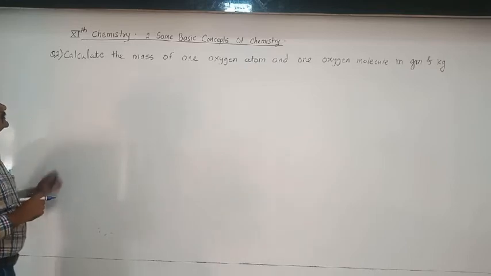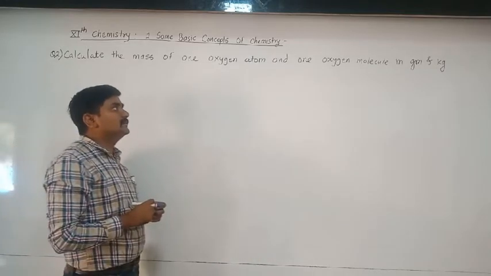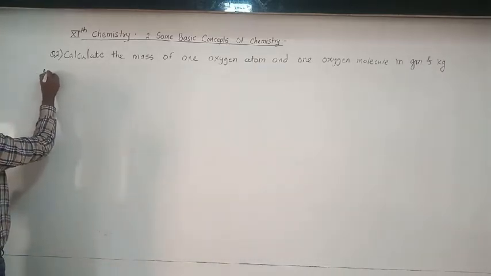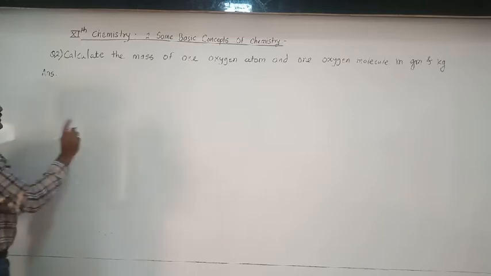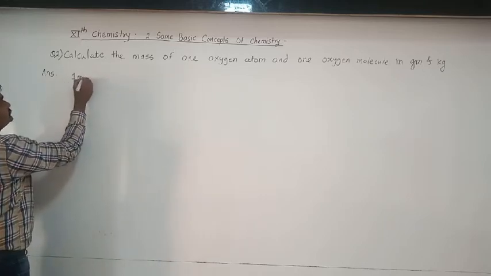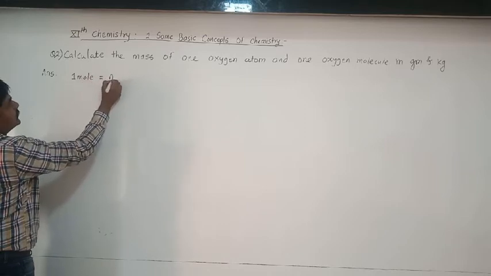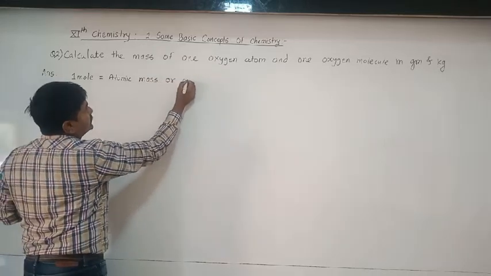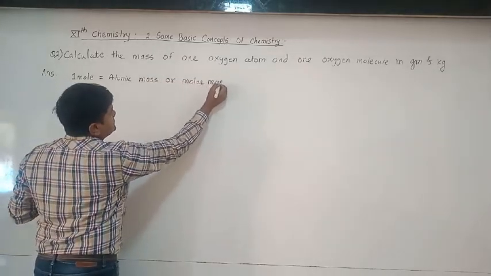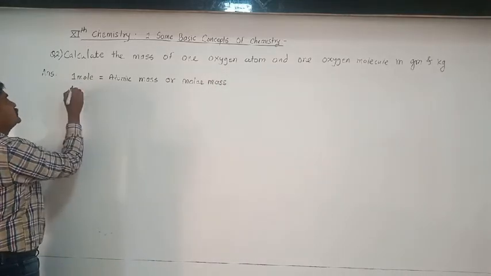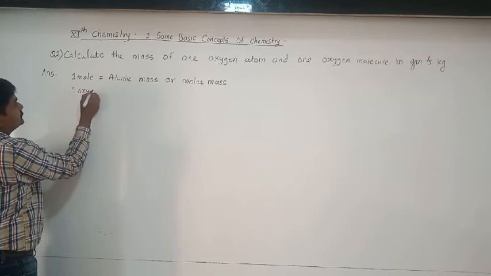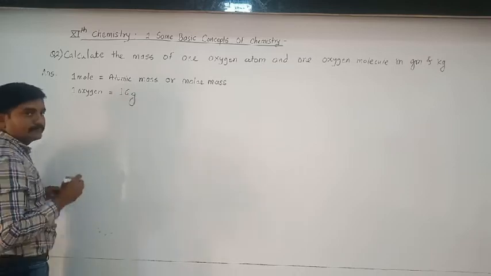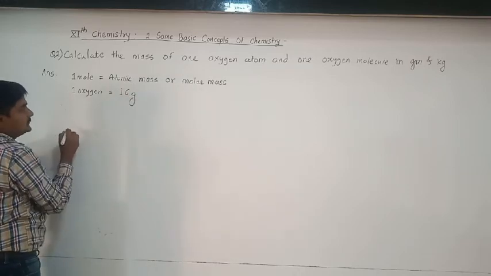Numerical number 2. Calculate the mass of one oxygen atom and one oxygen molecule in gram and kilogram. Okay, how do I find out mass of one atom? So according to mole concept, 1 mole is equal to atomic mass or molar mass. Okay, so 1 mole of oxygen is 16 gram, right?